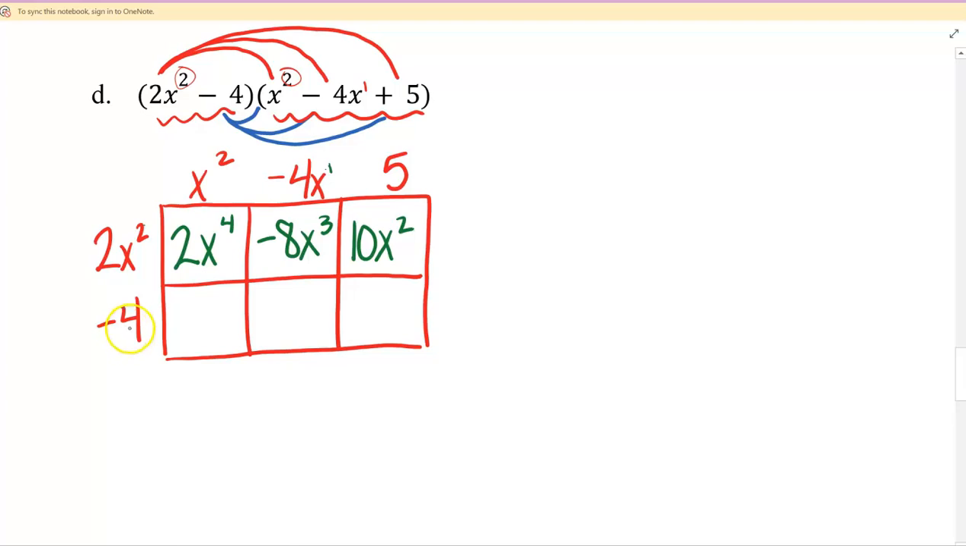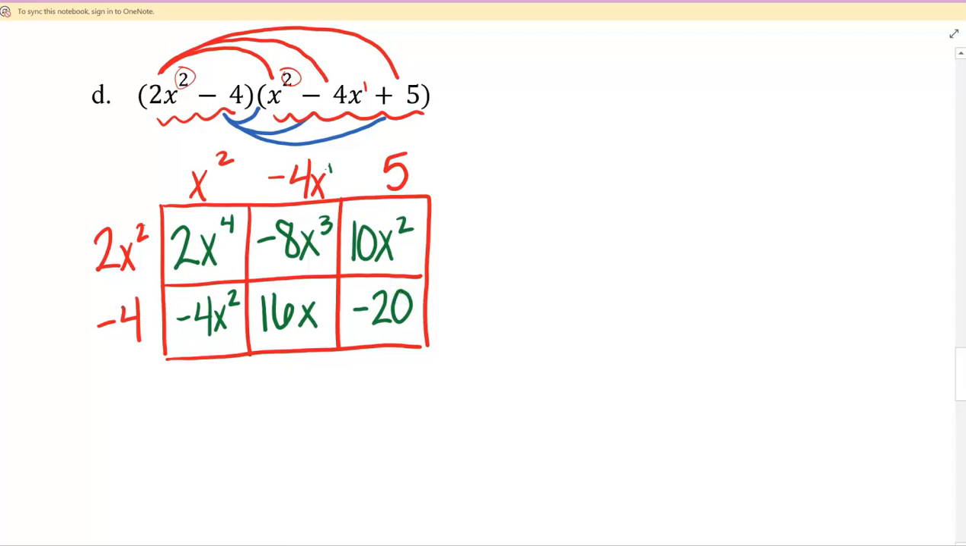Okay, next row, negative 4 times x squared, it's just negative 4x squared. Negative 4 times negative 4x, negative times negative is positive 16, and then we just have the 1x. And lastly, negative 4 times 5 is negative 20.